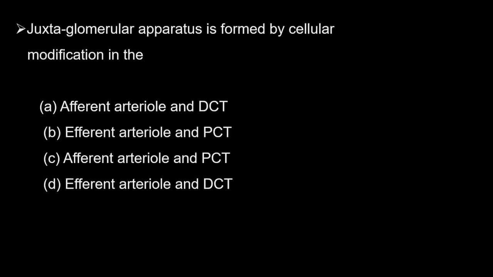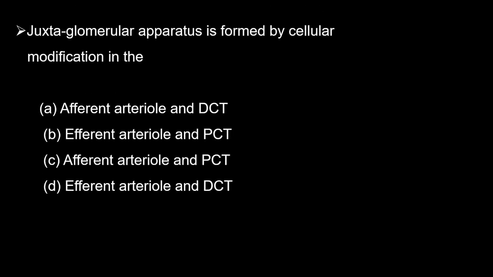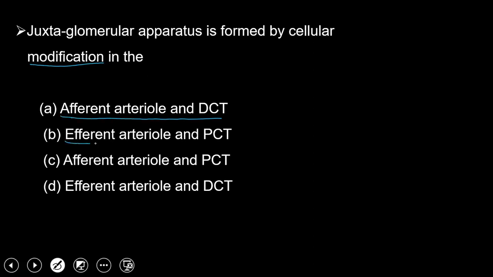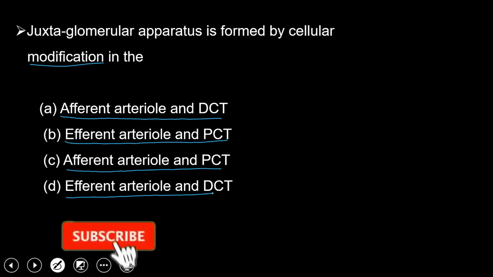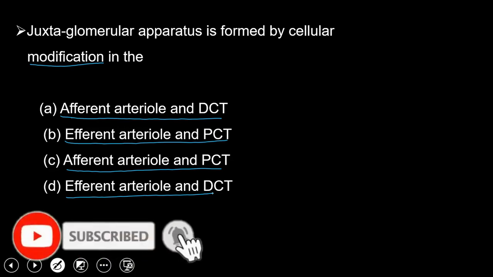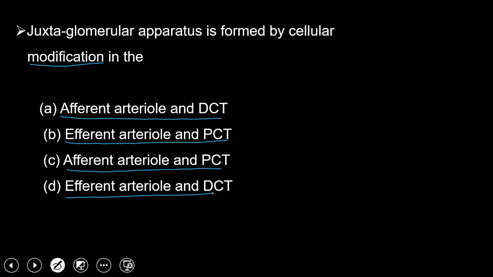Let us practice. Juxtaglomerular apparatus is formed by modification in the afferent arteriole and DCT, efferent arteriole and PCT, afferent arteriole and PCT, or efferent arteriole and PCT. We know that juxtaglomerular apparatus is a microscopic structure which is particularly formed at the junction of DCT, the returning DCT tubule of the same nephron, and at the junction with the afferent arteriole.